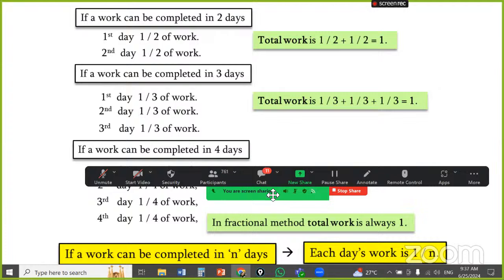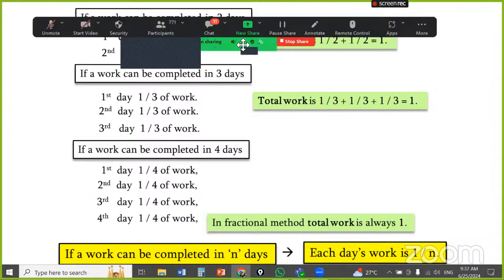The same way, if the person takes 3 days to complete a particular work, then on the first day 1/3, second day 1/3, third day 1/3. Totally we get it as 1. The same thing for 4 days also. That's the reason we are taking the inverse.